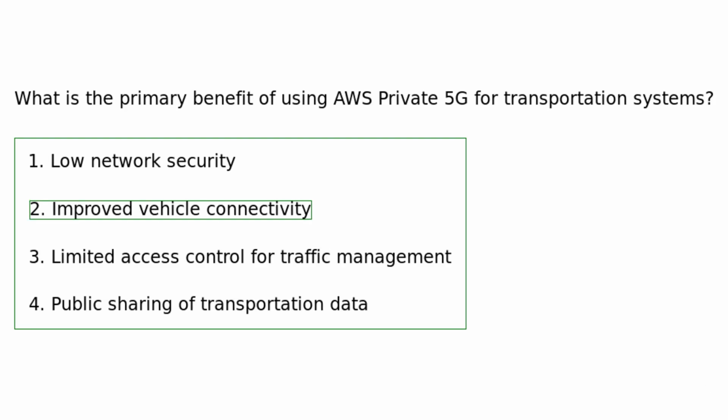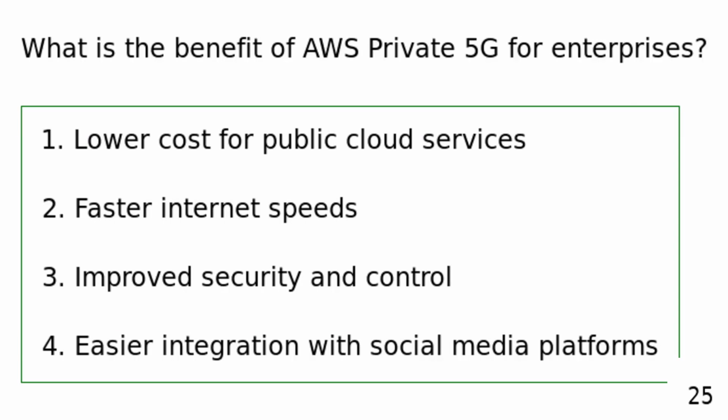The primary benefit of using AWS Private 5G for transportation systems is improved vehicle connectivity, enabling real-time communication for traffic management and safety. What is the benefit of AWS Private 5G for enterprises? Lower cost for public cloud services. Faster internet speeds. Improved security and control. Easier integration with social media platforms.